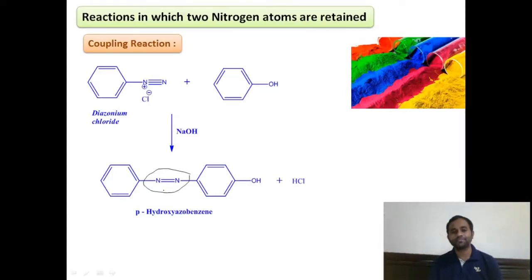In this way, benzene diazonium chloride undergoes coupling with phenol in weak basic medium, right, to give para-hydroxy azo compounds. That means here the coupling takes place at either the para position or the ortho position.